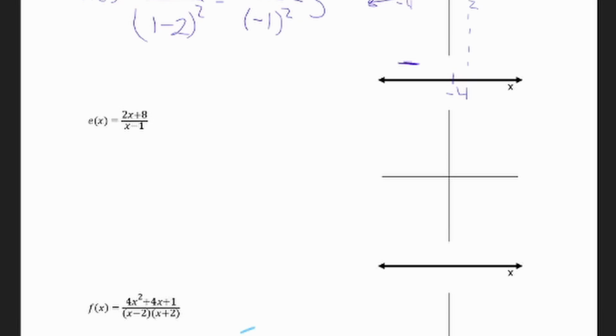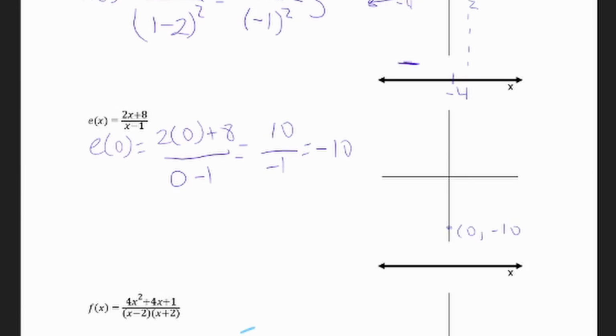Okay, then we have e of x equals 2x plus 8 over x minus 1. So first let's find out what the y value is at x equals 0. So e of 0 will have 2 times 0 plus 8, and then we'll have 0 minus 1. And this will give us 8 over negative 1, which gives us negative 8. So at x equals 0, we're going to have y equals negative 8. And we can annotate that as 0, negative 8.